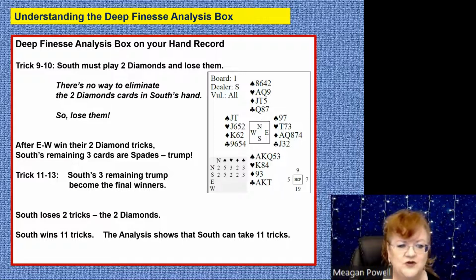But this is what you do at the end of the hand. You say, how many did I take? What did the deep finesse say I should take? And then I reconstruct the hand. I find the opening lead. And then I basically walk through the hand. And if I printed this out, I would cross out the cards as I mentally play them. It's a way for you to reassess how well you did.